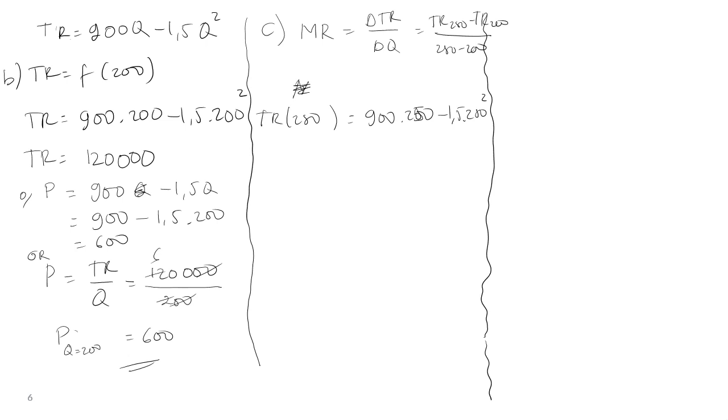It gives you 131,250. Okay, have you guys also checked that with me? Right. Now, the MR will be TR at 250, which is 131,250 minus 120,000, over 250 minus 200, which is 50.